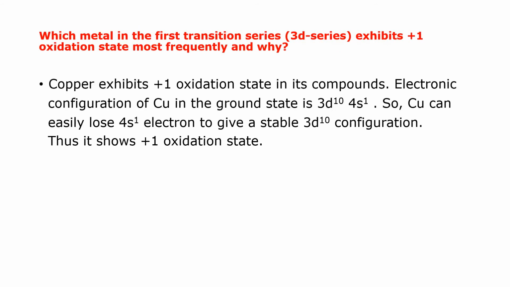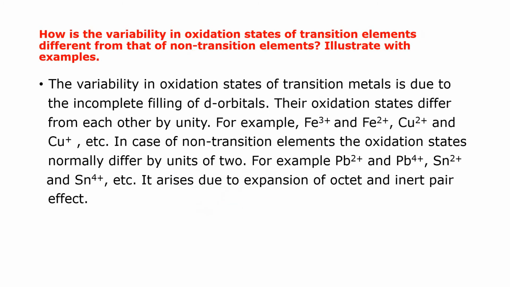Next, which metal exhibits +1 commonly? Most frequently it will show +1. What is that element? You see copper. I have taken copper here. Copper configuration is 3d10 4s1. Now it can lose this electron and get +1. From this, 3d10 is completely filled. So we need to provide more energy to remove an electron from this completely filled shell. So it loses this one electron and exhibits +1 as a common oxidation state.